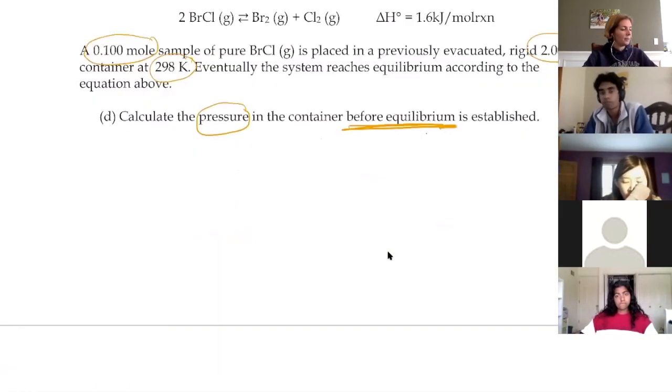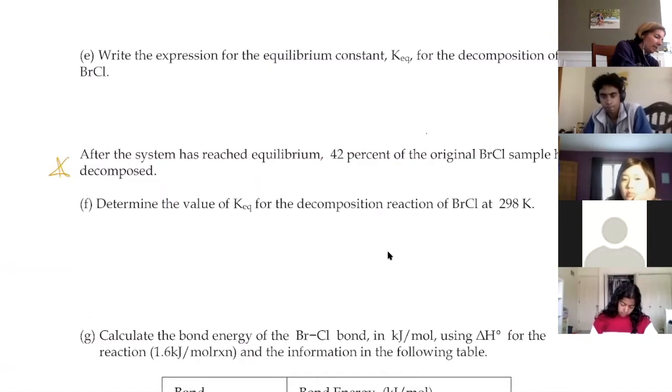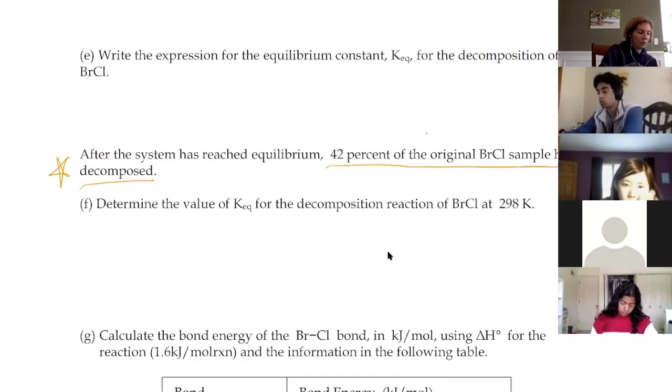All right, last page. Let's see where last page is going to take us. So we're going to write an equilibrium expression. We're going to figure out what the value of that equilibrium constant is based on this information that it gives us here. So you know that 42% of the original is going to decompose. So you're going to use that information to help you solve for a Keq value. So I'll let you guys do E and F. And we'll put the answers up for those guys in just a few minutes. Try E and F.